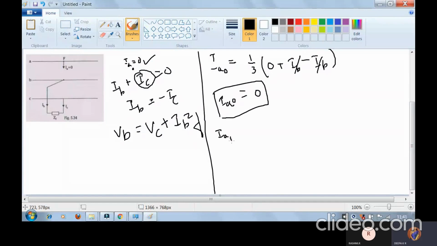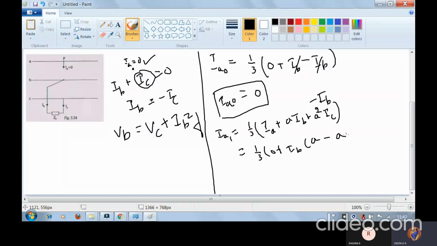The second case is IA1. The sequence equation is 1/3 into IA plus A into IB plus A square into IC. Anyhow IA is 0, plus, I can write IC as minus IB. Taking IB common, what is left is A minus A square. So your answer is IA1 equals 1/3 into A minus A square into IB.